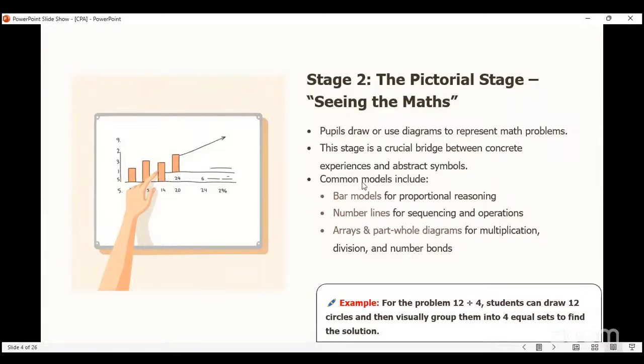All right. So this stage links the concrete stage to the abstract stage. Common models of the pictorial stage include bar models, number lines, arrays, part-whole diagrams, division, and number bonds. For instance, if you give your child the problem 12 divided by 4, the students can draw 12 circles in groups of 4.